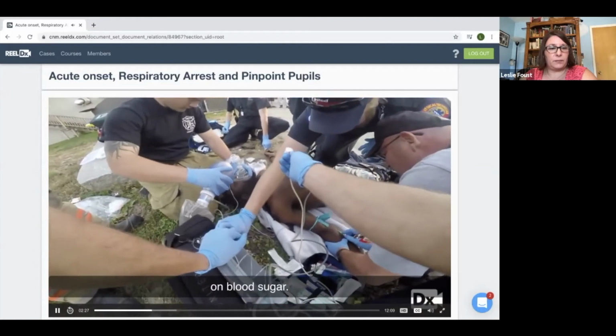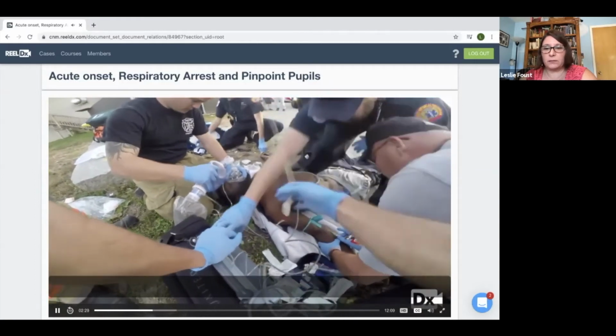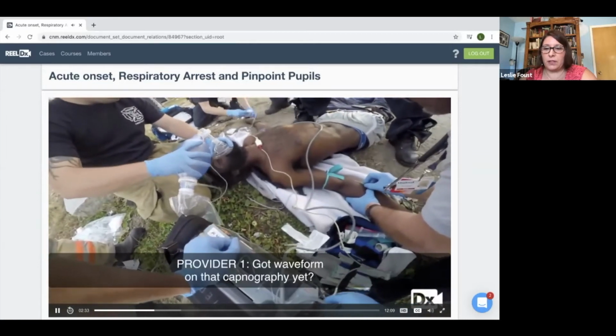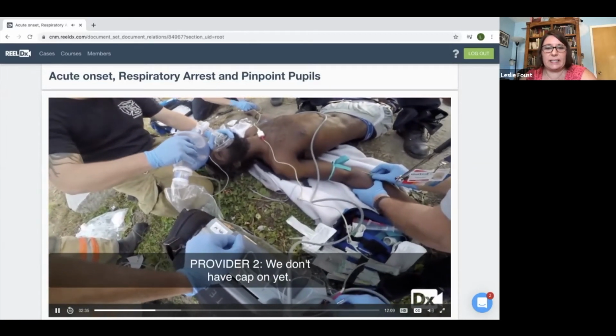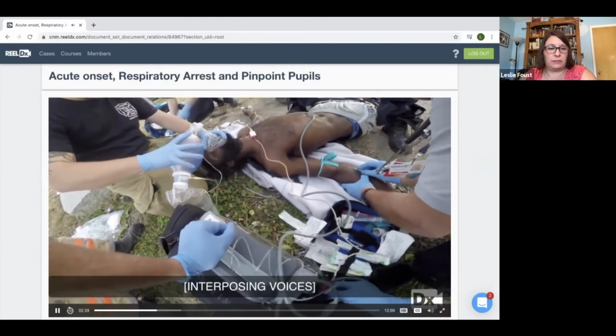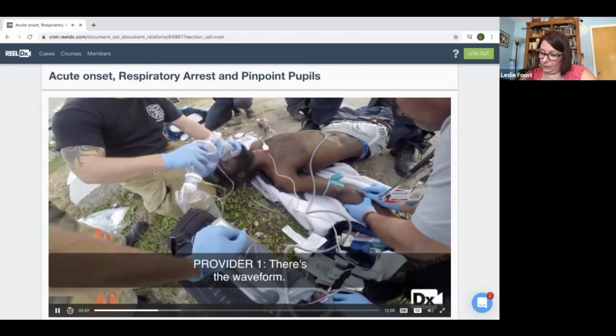176 on blood sugar. Got waveform on that cap. So it looks like the blood sugar was 176. You want it on? It's on. There's the waveform. Got it.